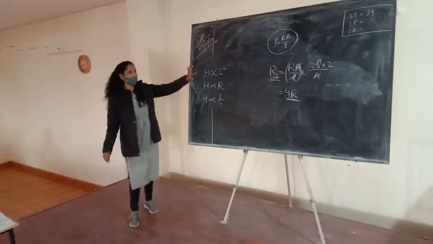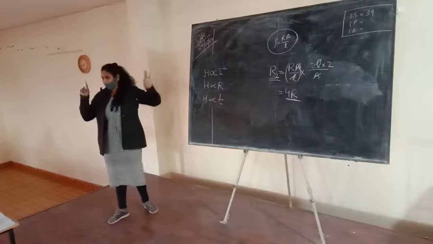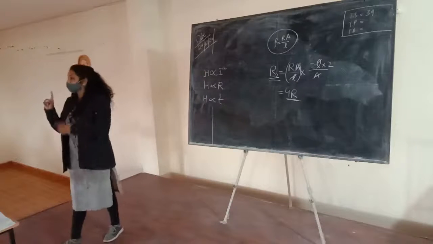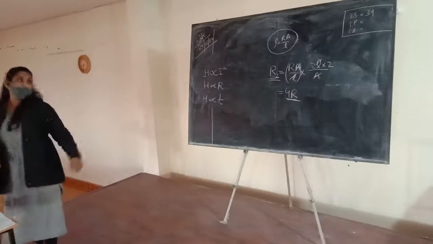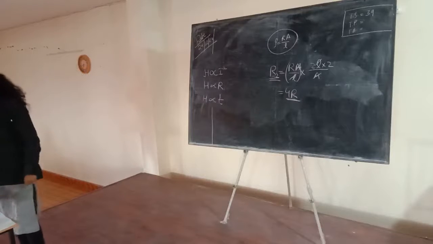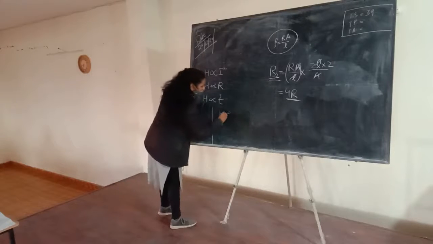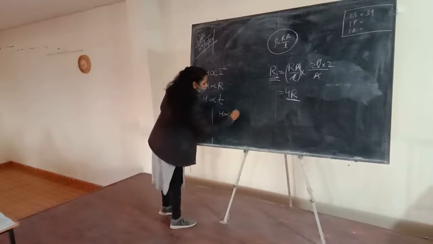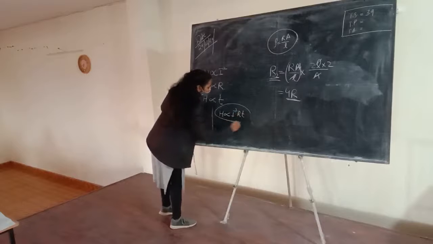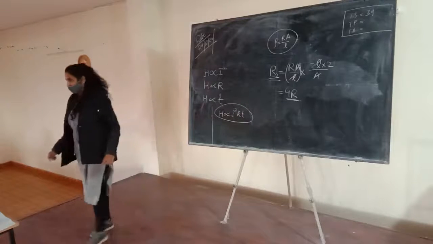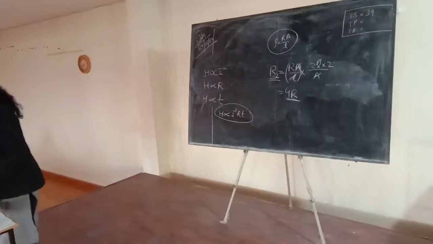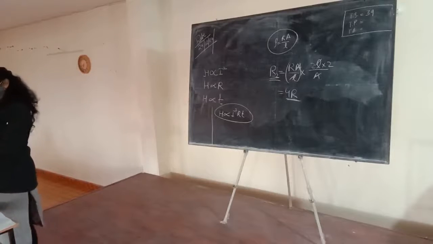So we can say the heat produced in a wire is directly proportional to the square of the current flowing through it, the resistance of the wire, and the time for which we are flowing the current in the wire. When we combine all these, it becomes H equals I square into R into T. And this is Joule's law. Okay? Any other doubt?